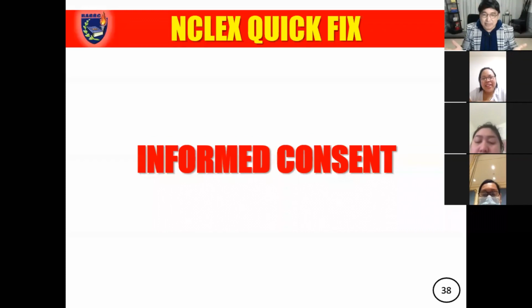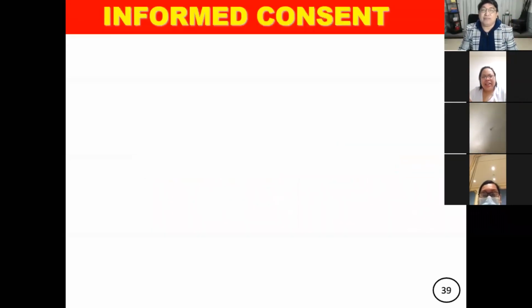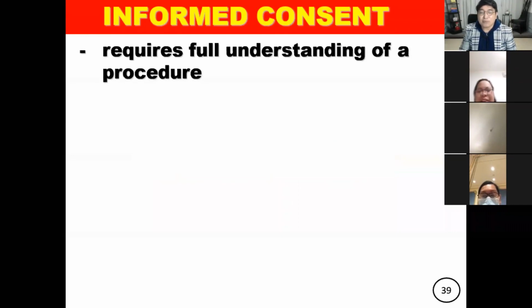Not just the elements, not just the principles, but how you apply the concept. How you apply the concept. We begin. Okay, so remember that your informed consent requires full understanding of the procedure.